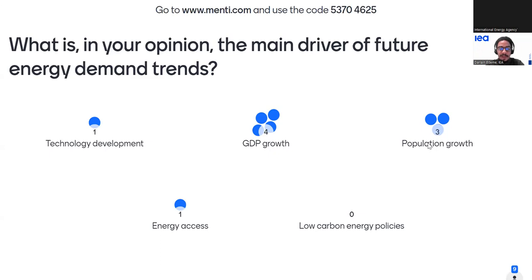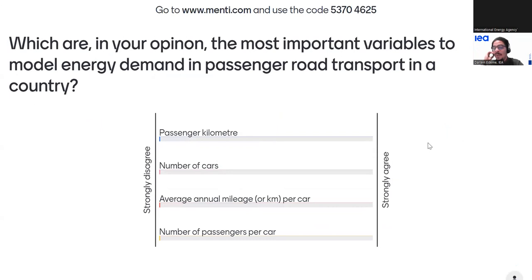Last question for this round: which are, in your opinion, the most important variables to model energy demand in passenger road transport in a country? So again, as a second question, you have a spectrum from strongly disagree to strongly agree. And you have four options: passenger kilometer, number of cars, average annual mileage or kilometer per car, and the number of passengers per car. So which of these four do you think is the most important variable, or which are the plural, since you are required to give an answer for all of the four options.